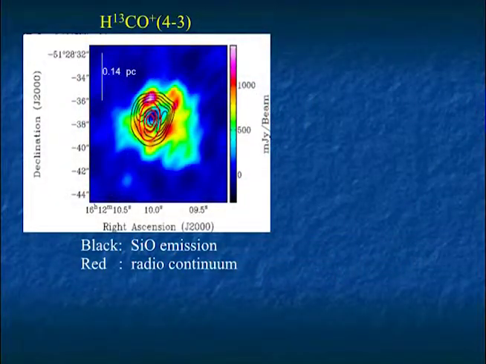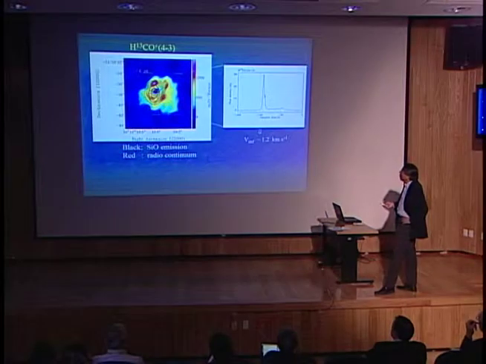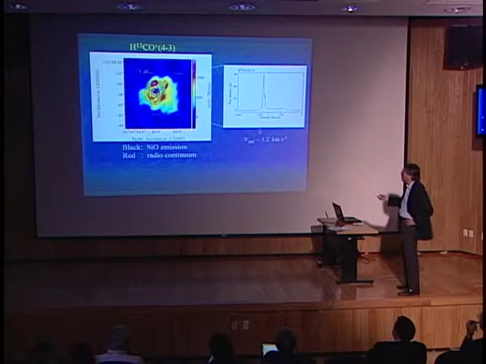And we also observe the A13CO+ line, which is supposed to be optically thin. And that's an image of that emission there. On top, I put in black the SiO emission, and in red, a continuum source that we detected with ALMA. Interesting that the A13CO+ emission falls outside the SiO emission, mainly.